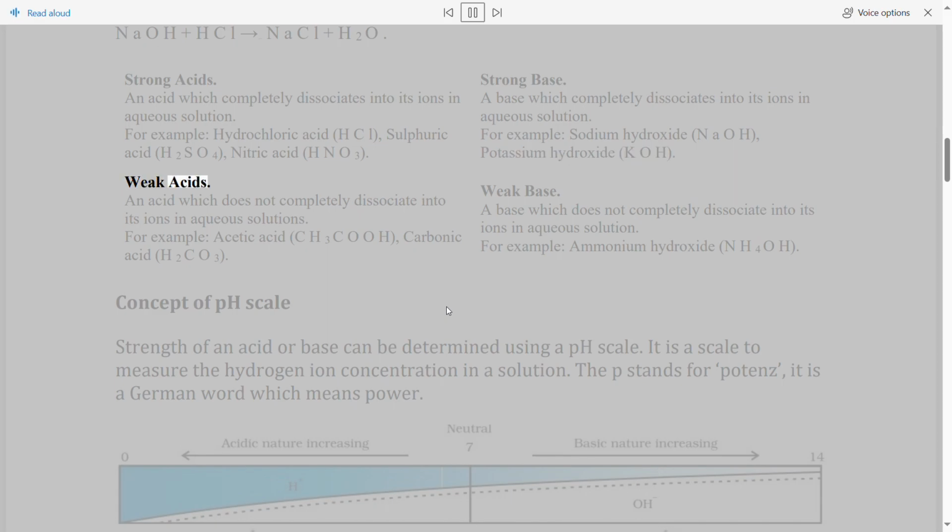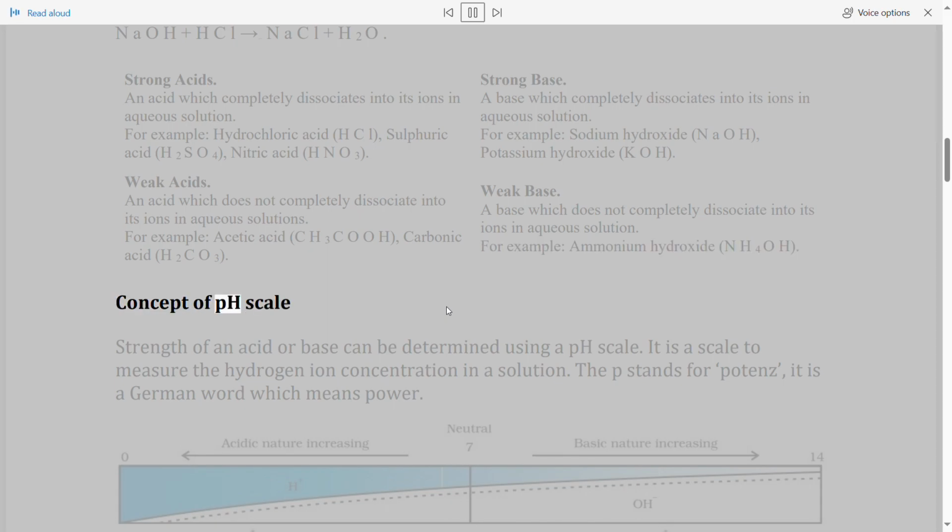Weak acids: an acid which does not completely dissociate into its ions in aqueous solutions. For example, acetic acid, CH3COOH, and carbonic acid, H2CO3. Weak base: a base which does not completely dissociate into its ions in aqueous solution. For example, ammonium hydroxide, NH4OH.